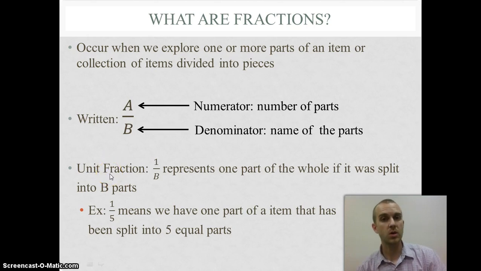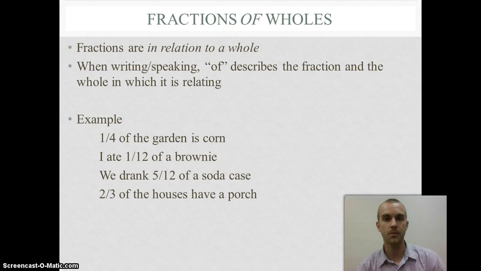Now, when we talk about unit fractions, this is when we're looking at one part of a whole that's been split into some number of parts. In this case, we'll call it b. For example, 1/5 would mean we have one part of a whole that's been split into 5 equal pieces. Kind of like if we took a pizza, the unit fraction would be 1/5. So that'd be one slice of 5 slices that we have for the whole.